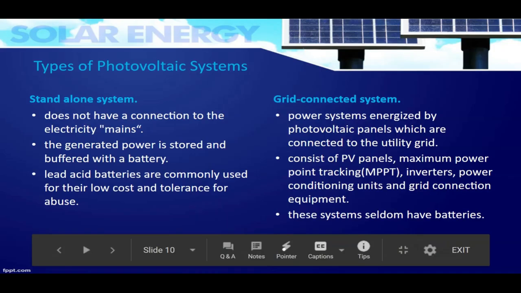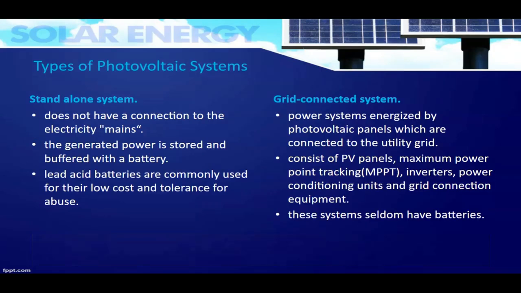And then we have two kinds of solar energy, the standalone system and the grid connected system. The standalone systems do not have any connection to the main power. They are by themselves. They generate power and store it in a battery. And normally they use lead acid batteries like the ones we use in our cars.